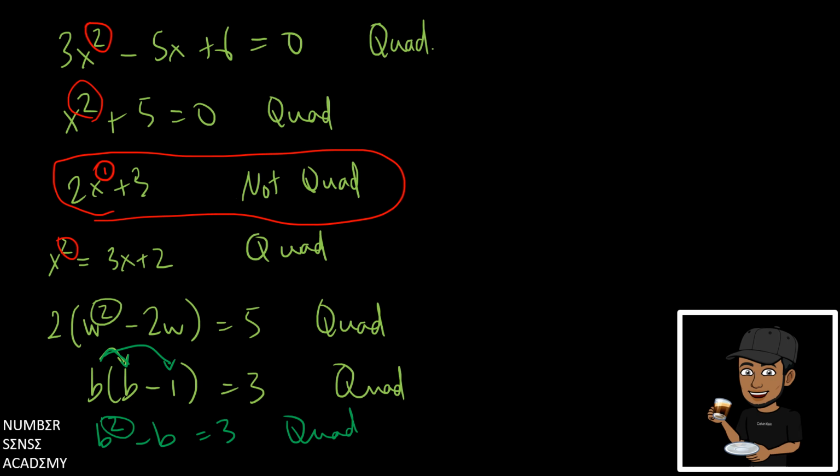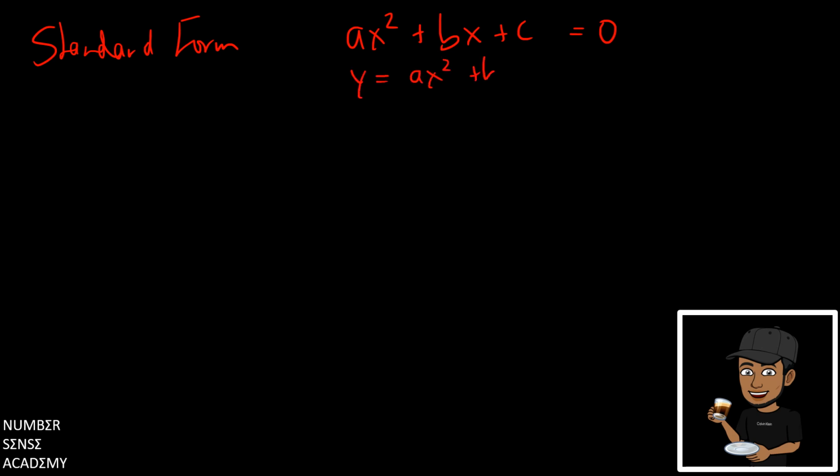Okay, so we mentioned that in standard form, we have ax squared plus bx plus c equals 0. Or we could write it as y is equal to ax squared plus bx plus c. So that's standard form. And if a teacher gives you an equation in this form, then right away you could already deduce a lot of information about what the graph will look like and how the graph will behave.